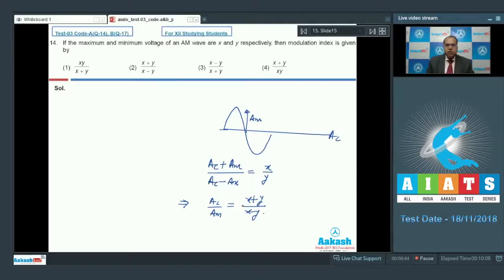But we have to calculate the modulation index. The modulation index is given by AM by AC. So it is equal to x minus y divided by x plus y. So option 3 is the correct answer. Let's move to question number 15.